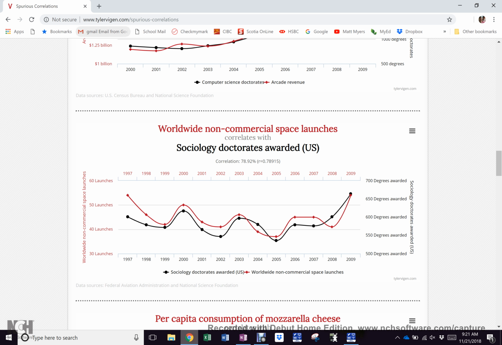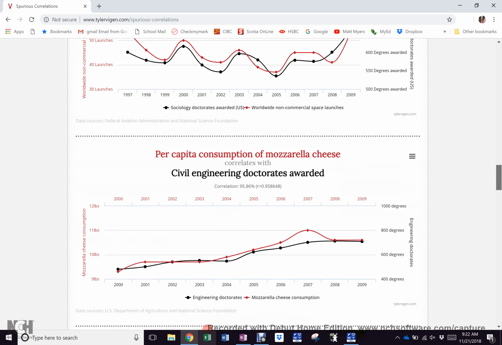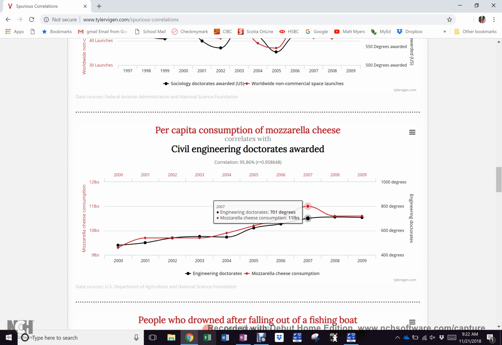Then go to tylervigan.com, spurious correlations. Per capita consumption of mozzarella cheese. What do you think's going to happen? If I eat more cheese, will there be more civil engineers? Let's find out. Oh! We eat more pizza, there will be more smart people becoming engineers. Yes! Do they have anything to do with each other?